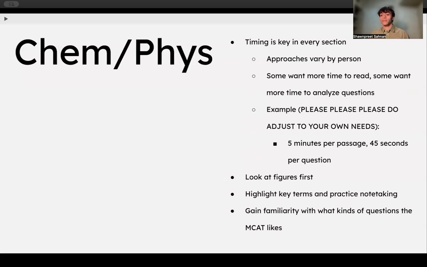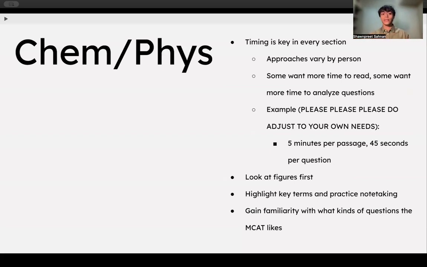Approaches vary by person. No size fits all. Some people want more time to read. Some people want more time to analyze the questions. So you really got to figure out which one you are. I love having the time to read. I think once I get to the question, it's not too bad. I can really break down questions pretty easily. That's something that works well for me. So I just wanted to take more time, understand the passage more thoroughly, and that way I can see if, okay, is there conflicting information, or in my mind, is there conflicting information?